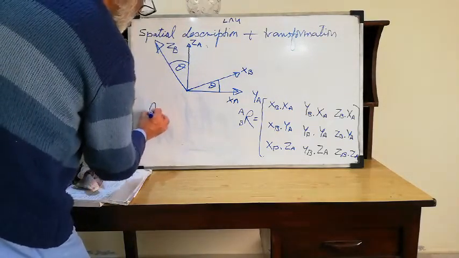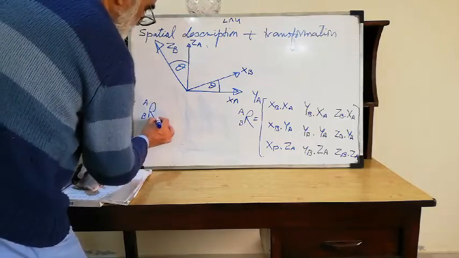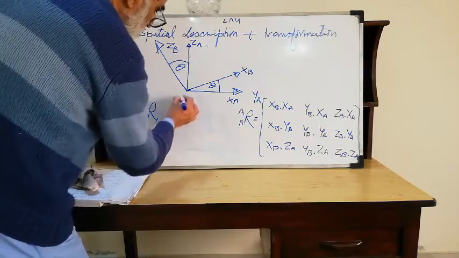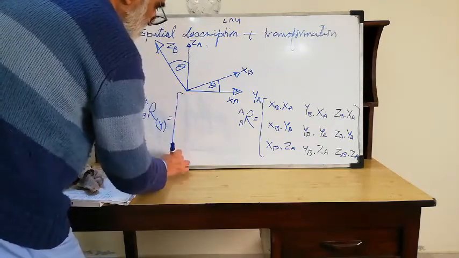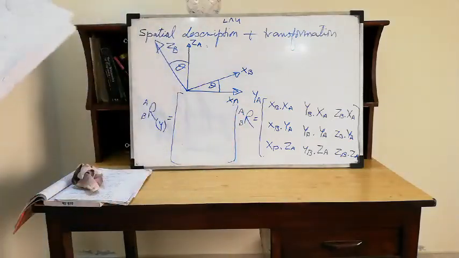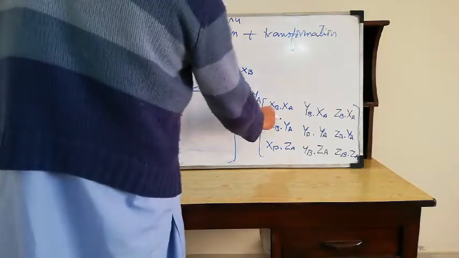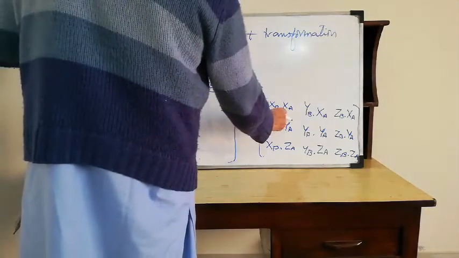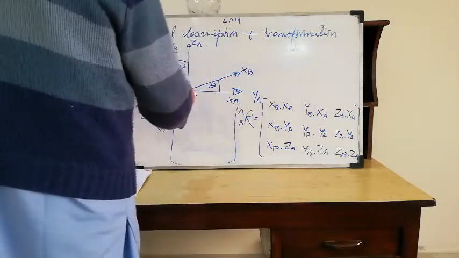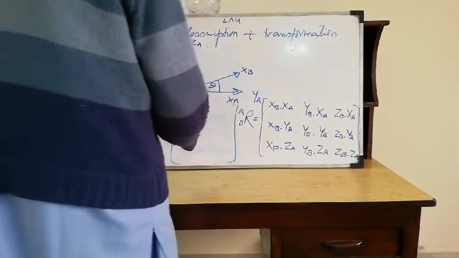R, BA, rotation about y-axis. So the first entity is XB dot XA.